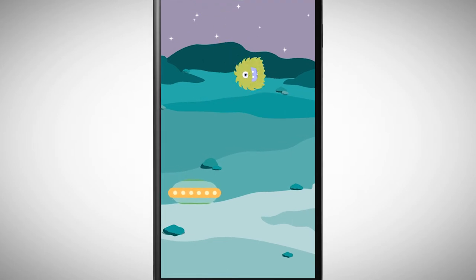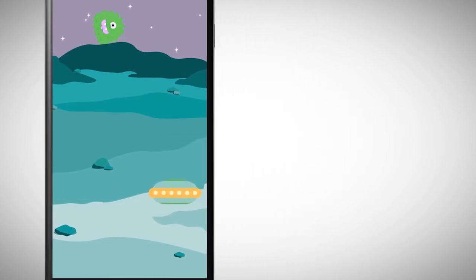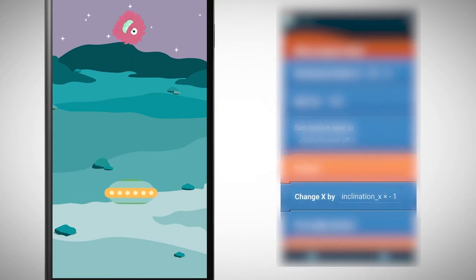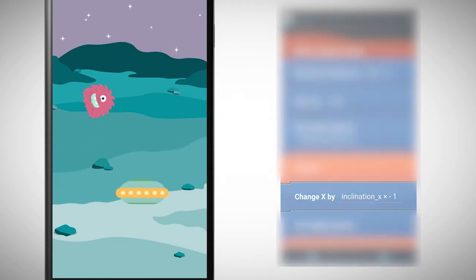The UFO has to be a fixed physical object, so its motion type needs to be set to fixed. Additionally, it needs to be controlled with the inclination of the phone. The X position needs to be controlled with the X inclination.